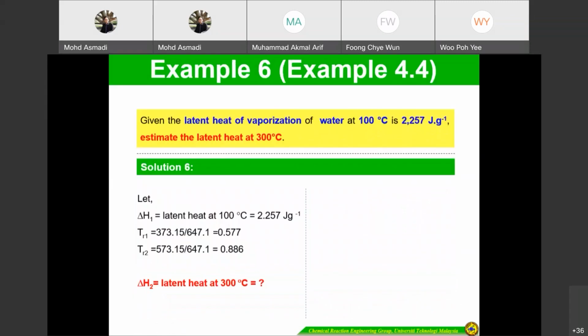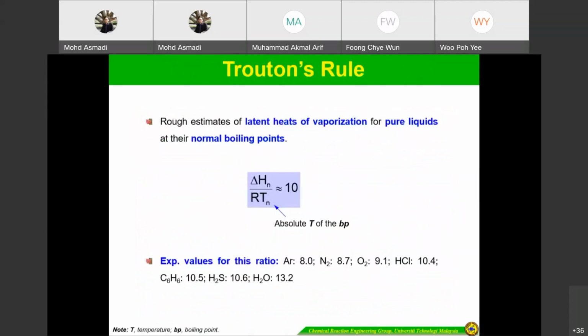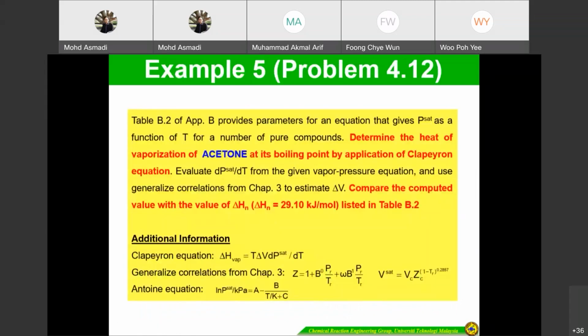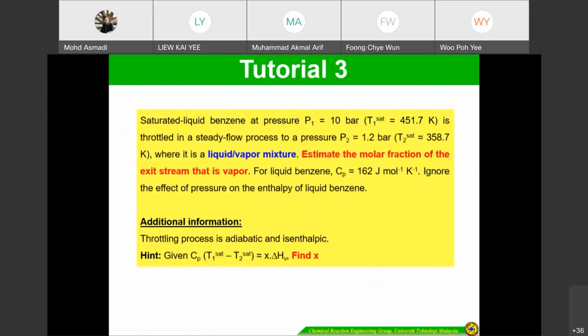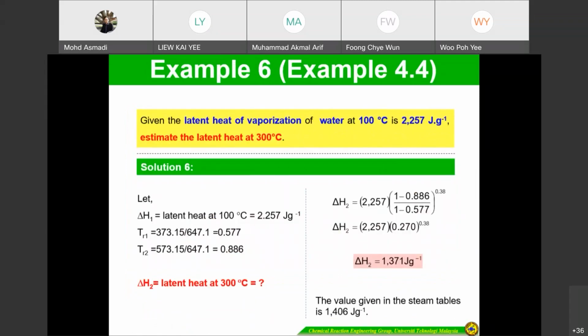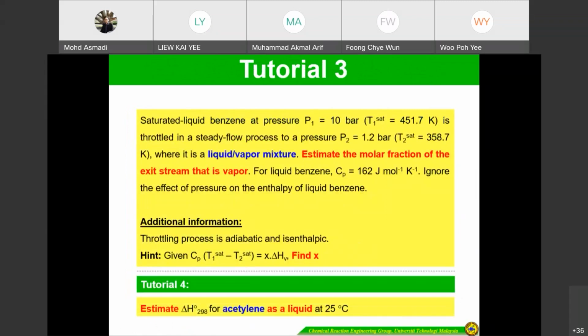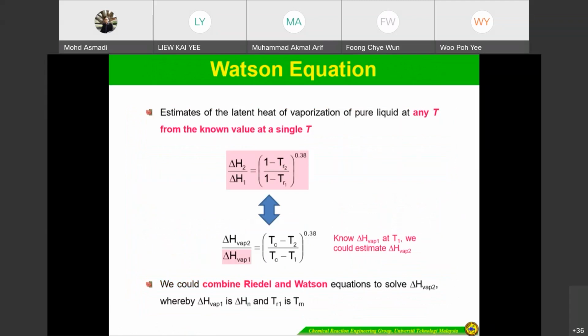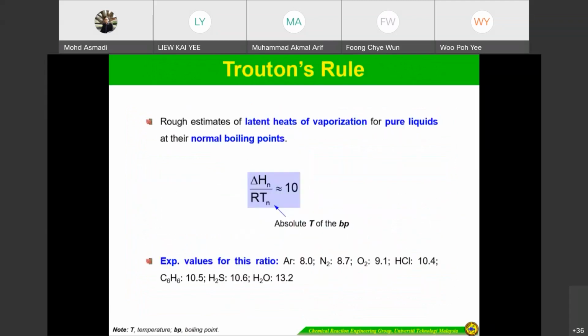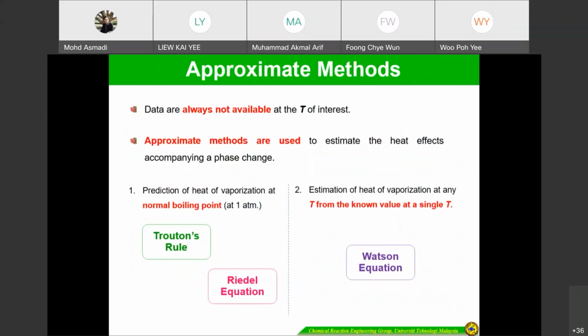This one I will discuss next week. Example 5, 6, and tutorial 3. If you have time, please do this one first if you know, but it's okay if you don't. Please understand the equation first. This one you will use in chapter 6 also. Any question before we stop?